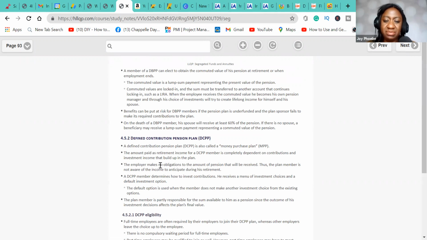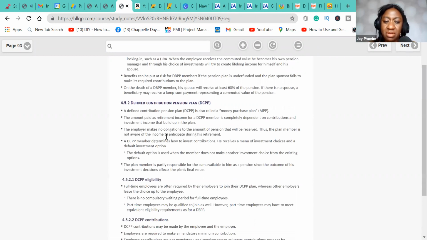Defined contribution pension plan. For a defined contribution pension plan, it's also called a money purchase plan. Well, for this one, the employer makes no obligation to the amount of pension that will be received.